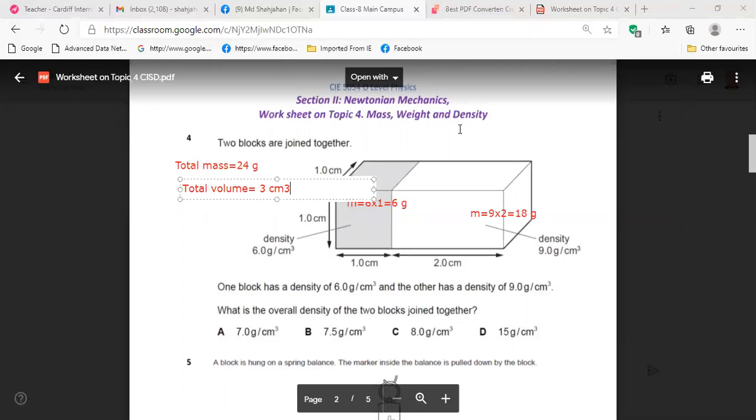Now, sir, density equals mass by volume. Overall density, right? Yes, sir. You write it this way, overall density, that will be more specific. It is not like a single thing here. There are several things, so we can write more specifically. Overall density is mass per volume, that is 24 by 3. The answer is 8 gram per centimeter cube.